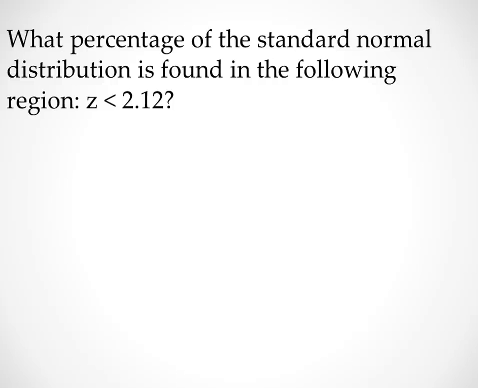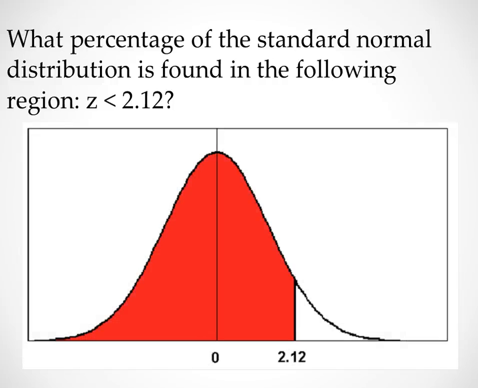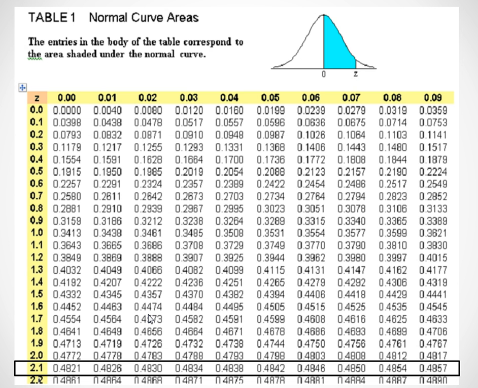I think it's best to find a picture for this. What we're asking is the percentage of the normal curve that falls less than a z-score of 2.12. To find that value, we need to go to the normal table.